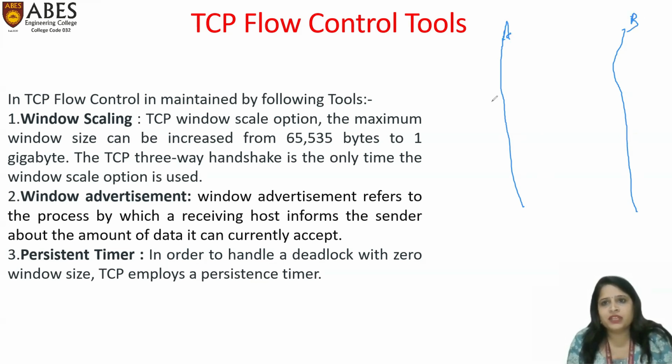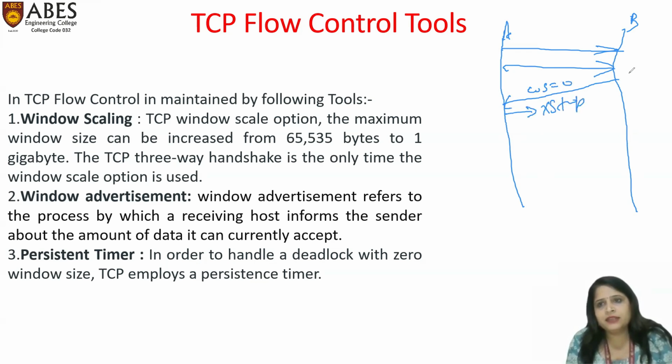After establishment of the connection, in the data transfer phase, the client can send more and more data, and after that the server replies that the window size is 0, so the client will stop the data transmission because the client and server buffers are full, right? So this is a window advertisement.